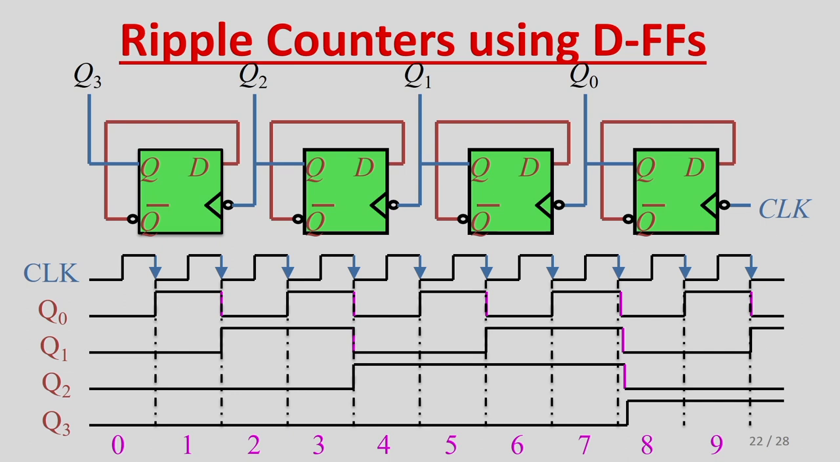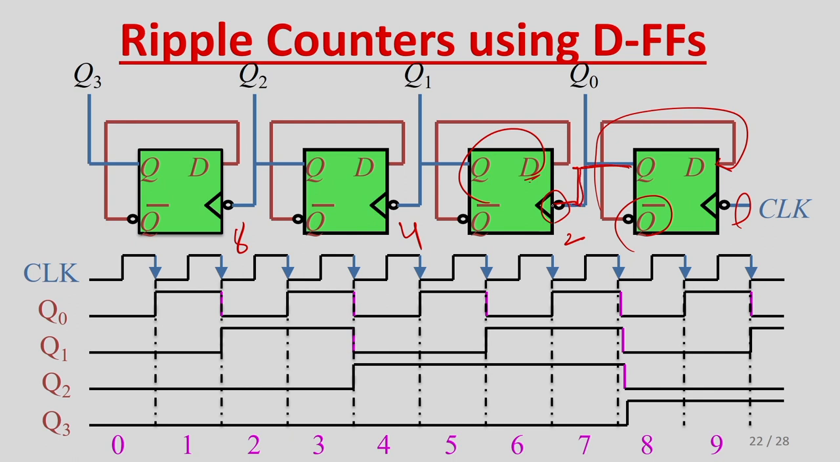Whatever ripple counter we studied, we can also design using D flip flops. In this case, the Q bar output of each D flip flop is given to its D input, so every time it changes. The clock goes to a negative edge triggered D flip flop. This one changes every time, the next every 2 times, then every 4 times, and this one every 8 times.